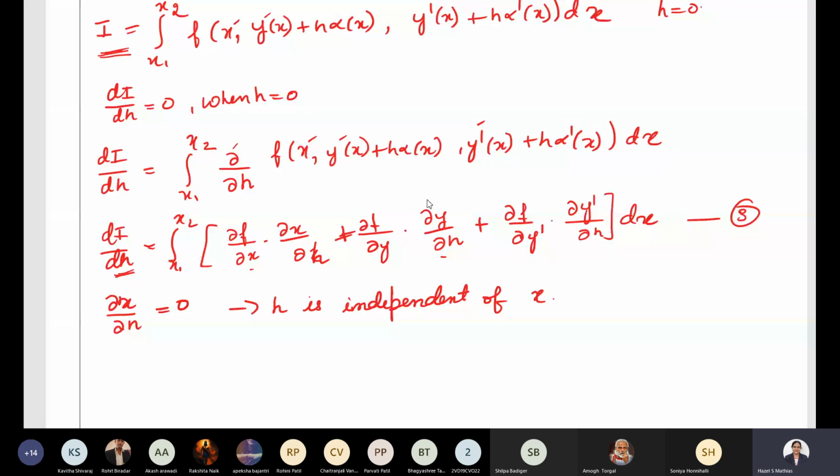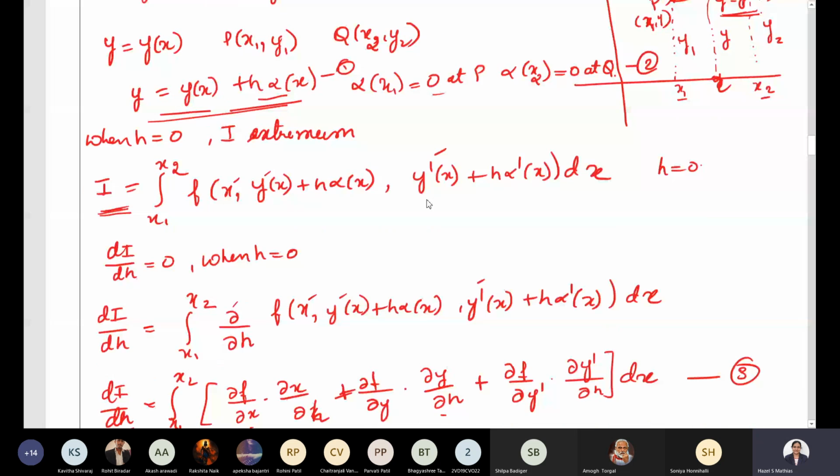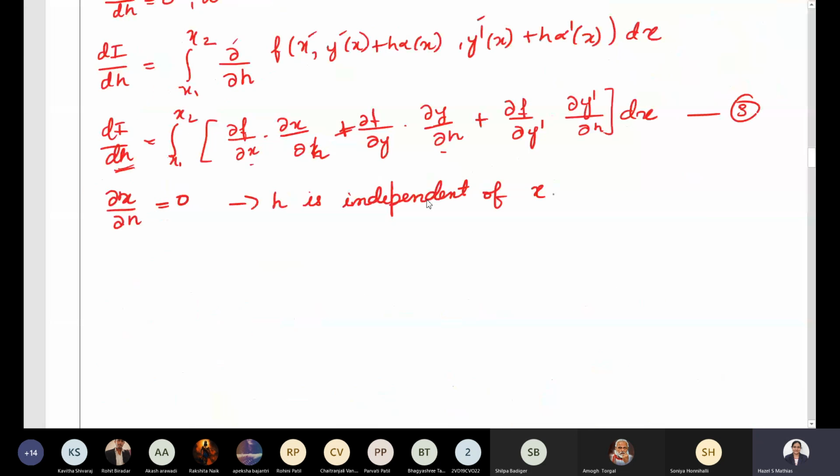Now what we do, we shall take this 1, which is y equal to y of x plus h times alpha x. So when you differentiate that, differentiating 1 we get y dash is equal to y dash of x plus h times alpha dash of x. Let's take this as 4.